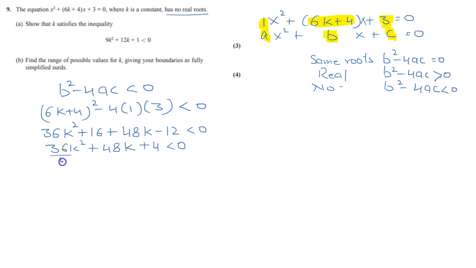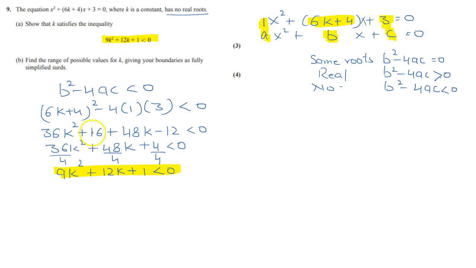We can divide each term by 4. So that is 9k square plus 12k plus 1 is less than 0, and that is what we are supposed to prove.